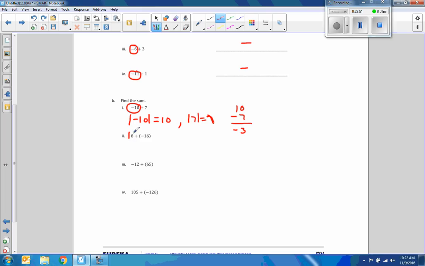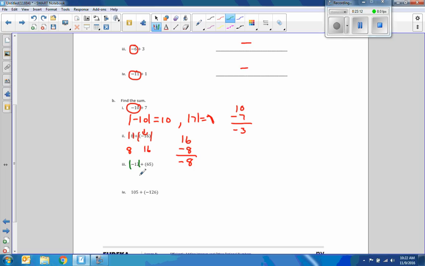Absolute value of 8, absolute value of negative 16. So I'm going to take 8 and 16. I'm going to subtract that. 16 minus 8 is 8. The bigger number was the 16. It's negative, so my answer is negative.